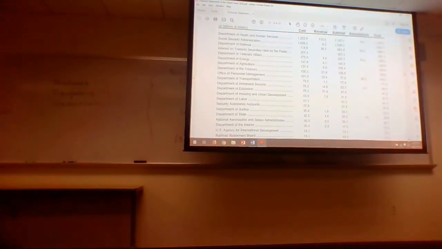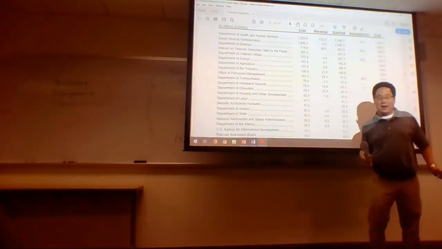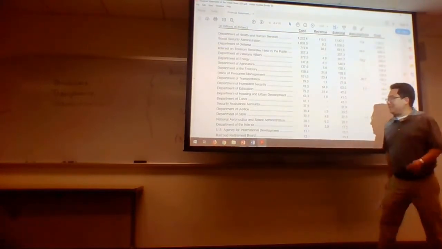Okay, any interesting categories that you see here? I see some interesting categories. I think I know what Department of Labor and Department of Education mean. But what is Security Assistance Account? What does that mean? Anybody know? Foreign aid to other countries. That's what that is.